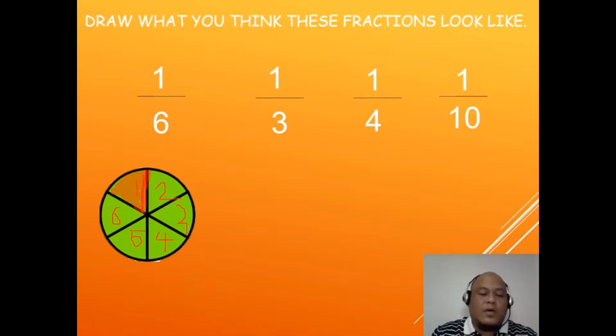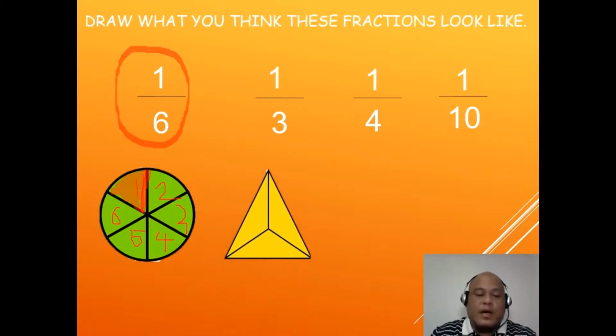We can say now it is 1/6. Now 1/3. How can you draw 1/3? I draw a triangular prism, and I divide it into 3 equal parts. 1, 2, 3. And I shade one part of the triangular prism. So now we can say it is 1/3.